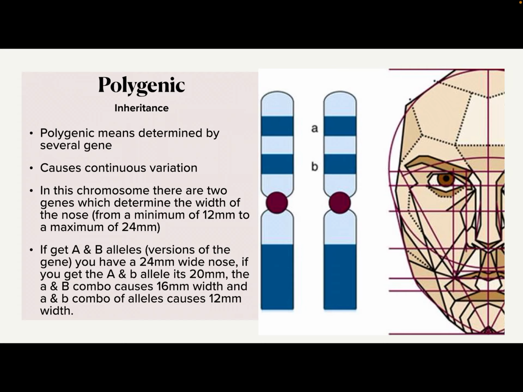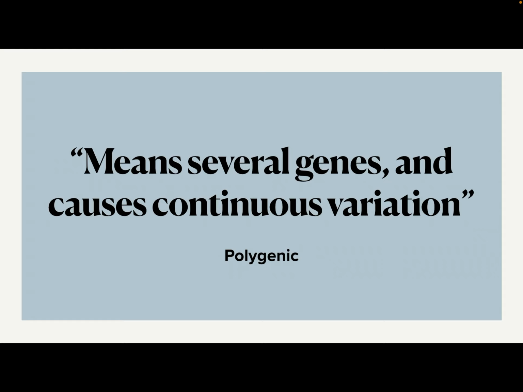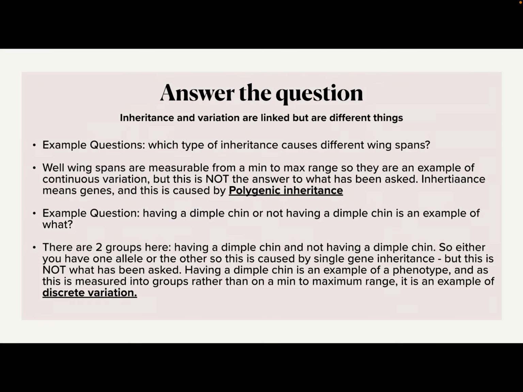So you can see when it's polygenic, it just simply means there's more than one gene involved. And even with looking at two different genes, there's more combinations, which is why it always leads to a measurable range of phenotypes. And that's why polygenic inheritance always causes continuous variation. So polygenic just means that the variation is caused by inheriting several genes. So polygenic is the type of inheritance and it causes continuous variation.